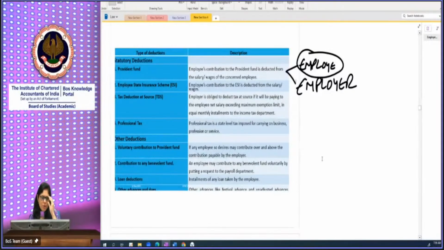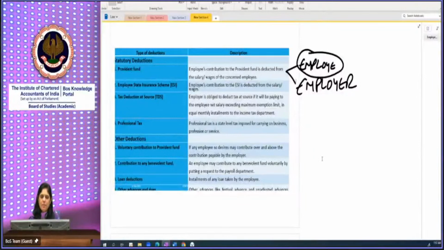Then ESI, employees state insurance. The Employee State Insurance scheme is basically the social security scheme to take care of the medical or any other requirements of the employees. Then TDS: if the employee has to pay tax, then the organization deducts tax also in the form of TDS. So salary is given after deducting tax.